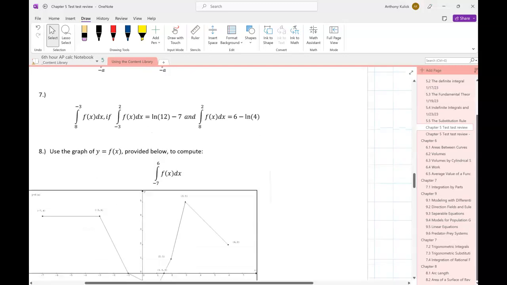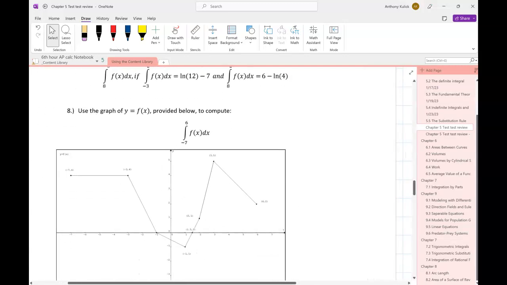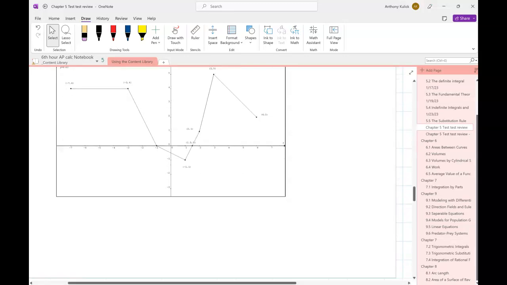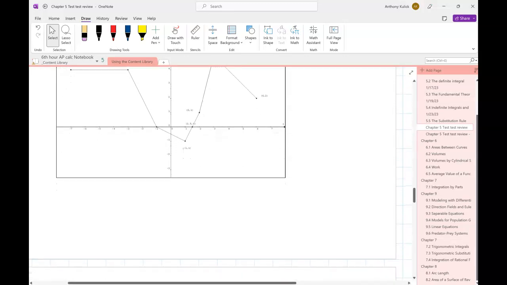Okay. What if I asked you to compute this integral? And I'm just giving you the picture. It's geometry, man. You're just making rectangles and triangles and adding them up. Or subtracting for the stuff below. Be careful about that. Easy to forget to subtract. But it's just like a crummy geometry problem. Big whoop.